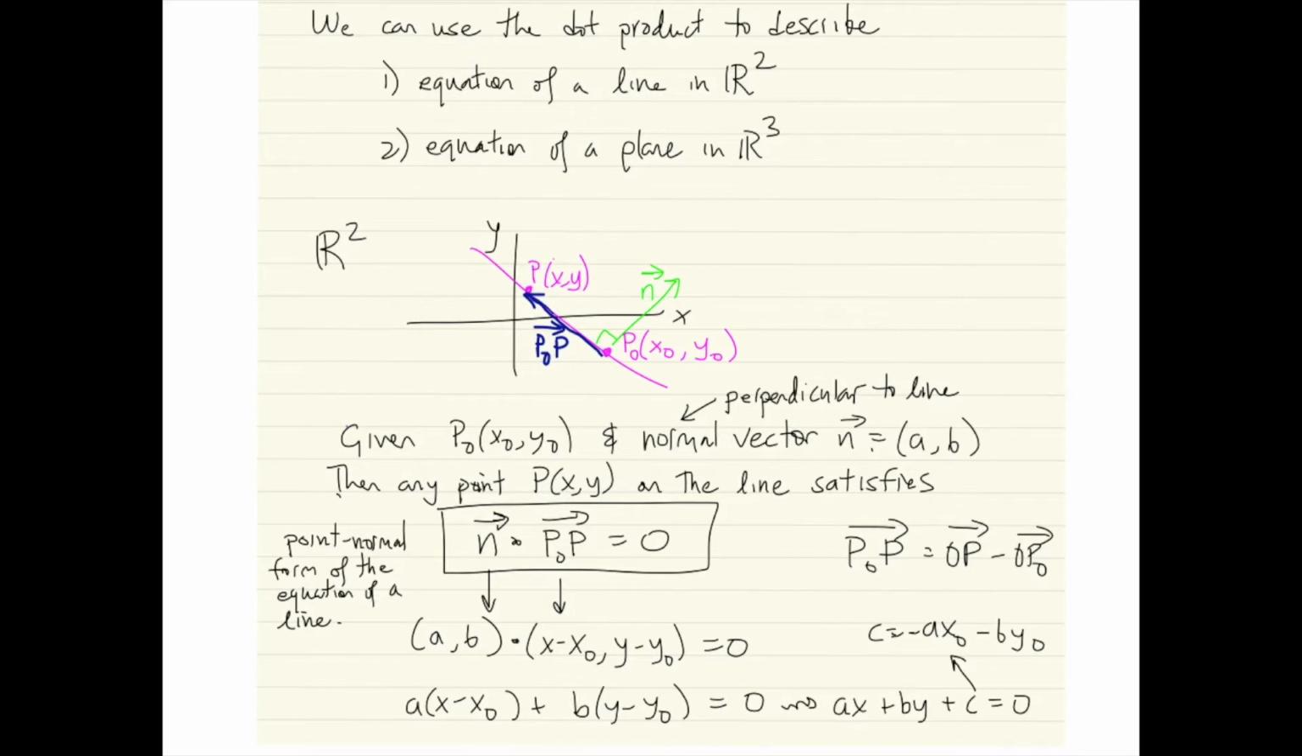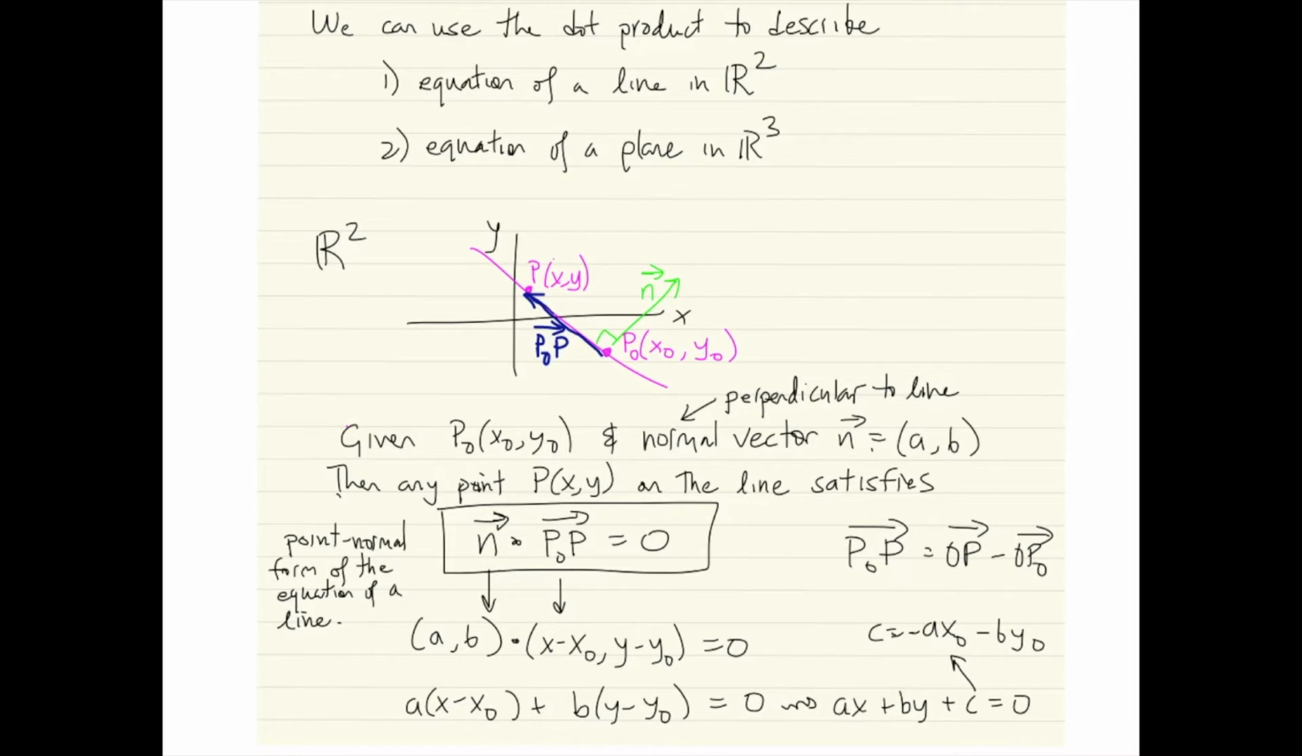So here's R2, and here in magenta I've got a line. Suppose we have a point P0 on the line with its coordinates being some numbers x0 and y0. So for example, x0 might be 2, y0 might be -1, and so this point here would have coordinates (2, -1), or what have you.